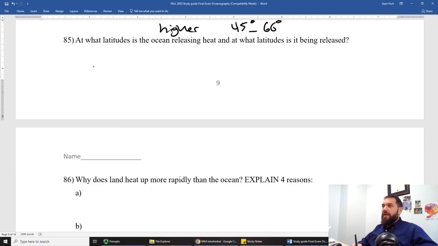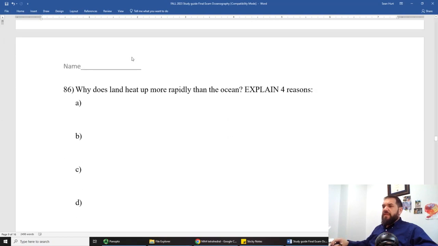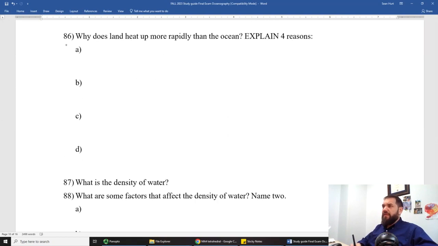Now, 85, at what latitude is the ocean releasing heat? At what latitude is it being released? So I just covered that right up above. I just explained that. So moving on to 86, why does the land heat up more rapidly than the ocean?